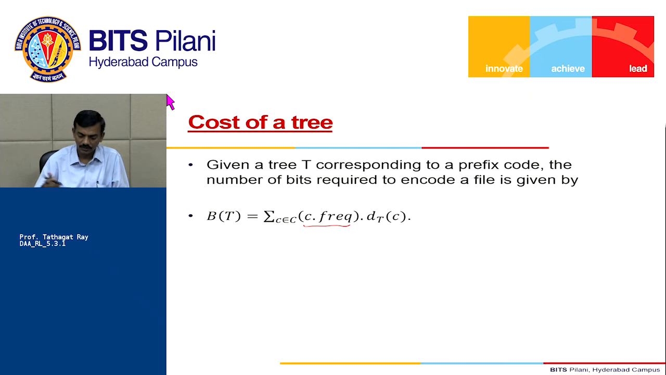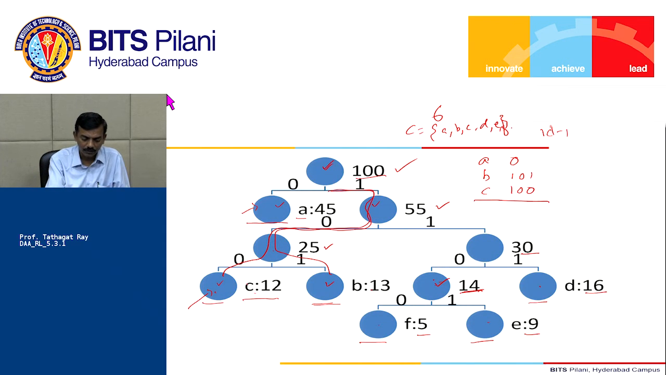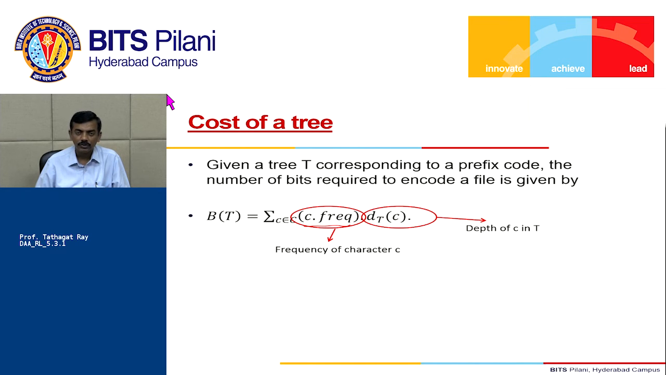So if you look into your previous example, the code word for C is 101, which is nothing but the depth of it, right? From the root, how many edges you have to traverse? 1, 2, 3. Okay, so you have to traverse this edge, and this edge, right? So 3 edges you have to traverse. So the depth of the tree is 3, right? So how many bits will I require?